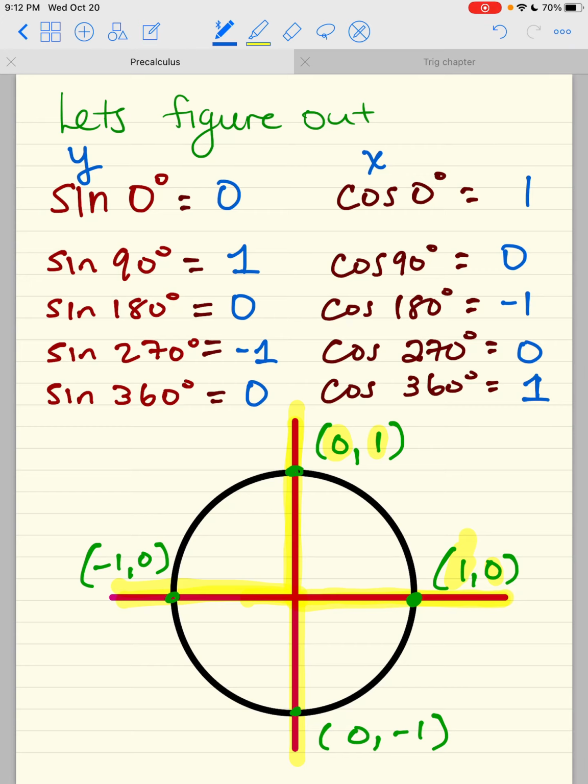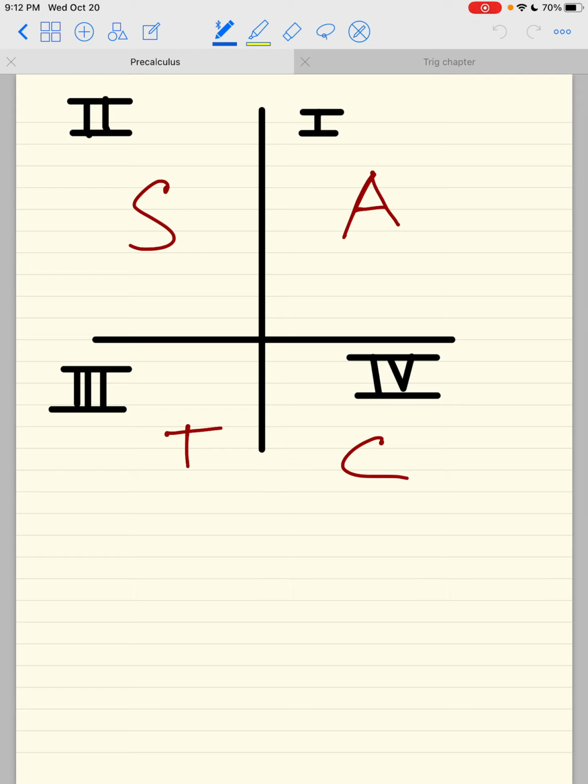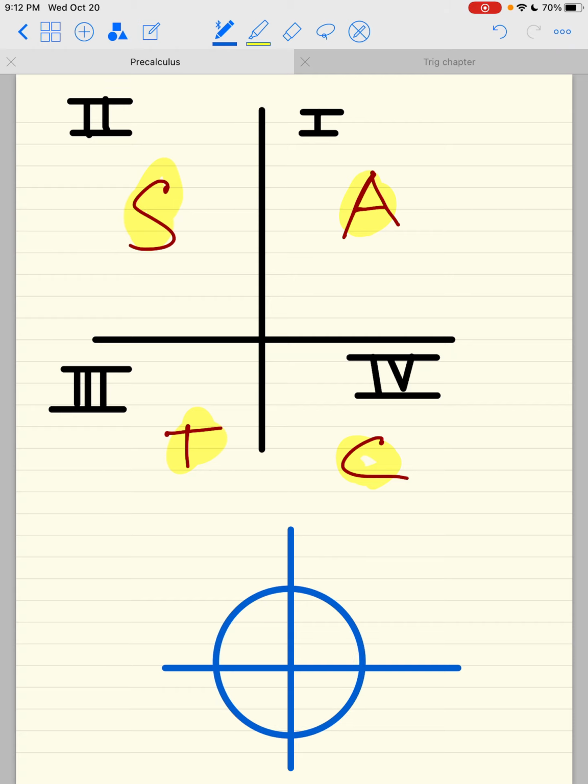Okay? So with that being said, we can also figure out, just from that, All Students Take Calculus. What does that mean? Well, what that means is, think about it like this. Here's a unit circle, okay?